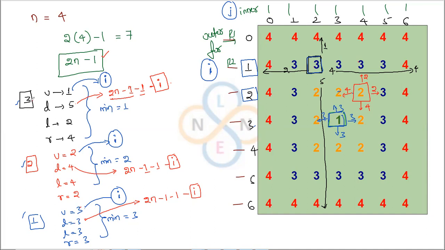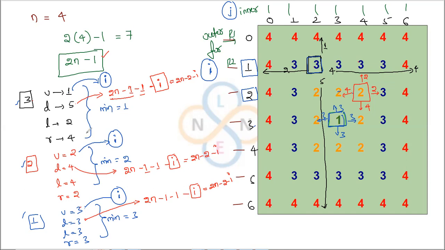So for every number, the downwards has a standard pattern. Out of all these three, we can write in a common form: 2n minus 1 becomes 2n minus 2, then minus i. Here also the same thing, 2n minus 2 minus i. Then here also the same, 2n minus 2 minus i. So upwards and downwards are based on i. I hope you understood.